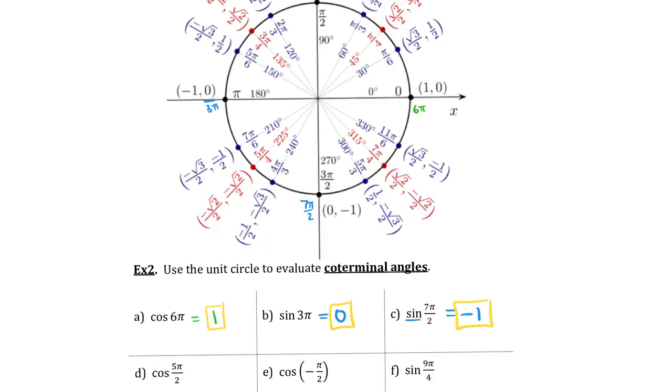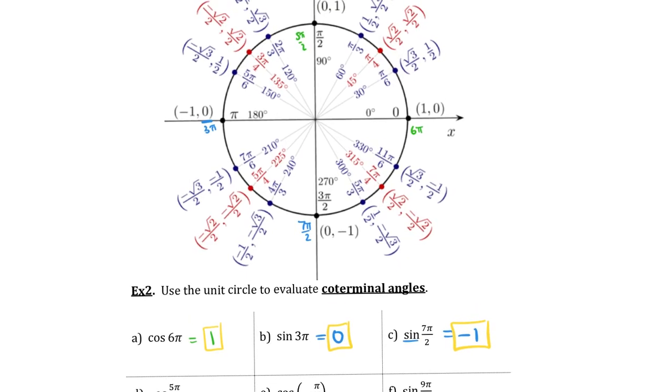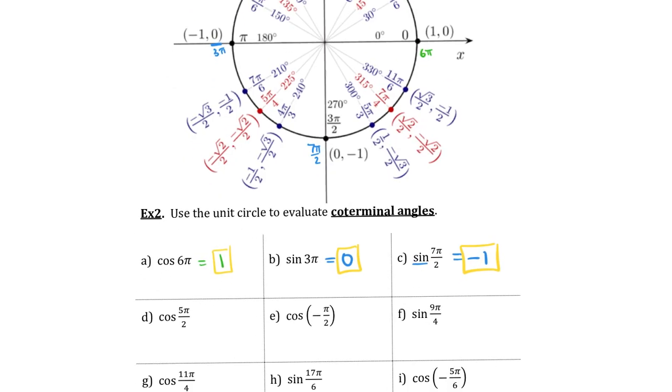Let's do the cosine of 5 pi over 2. 1 pi over 2. 2 pi over 2. 3 pi over 2, which matches up, so I'm on the right track. 4 pi over 2. 5 pi over 2. So 5 pi over 2 is coterminal with pi over 2. The cosine is the x-coordinate, so that is 0.